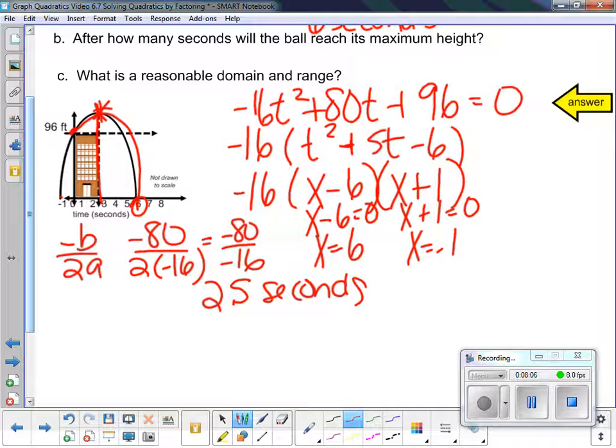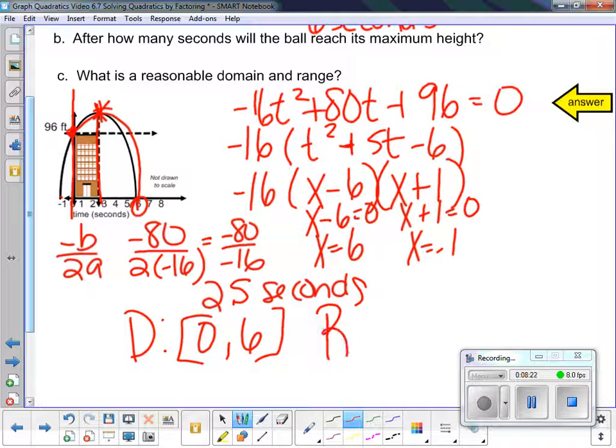The domain is going to be from 0 to 6, because it started at 0. Remember, we started up here at the top of the building. It includes both of those. And our range is 0 to 196. I got the 196 by plugging this 2.5 seconds in for x and finding the vertex.